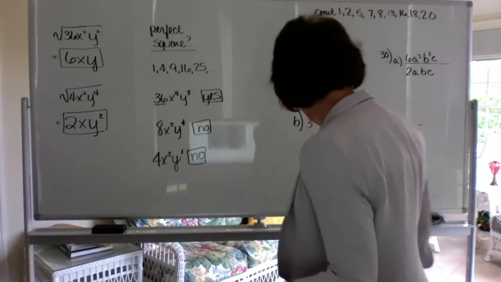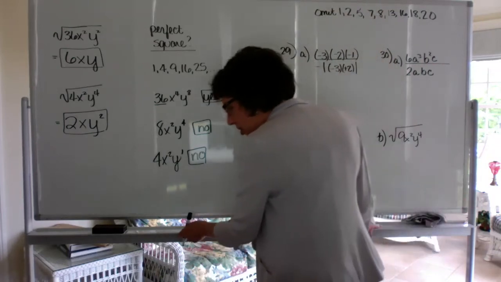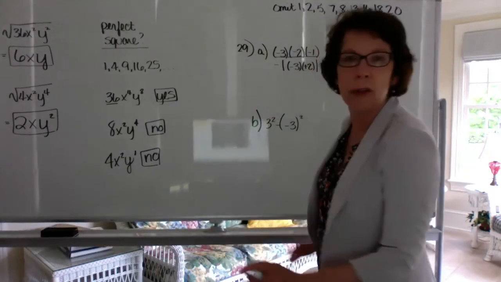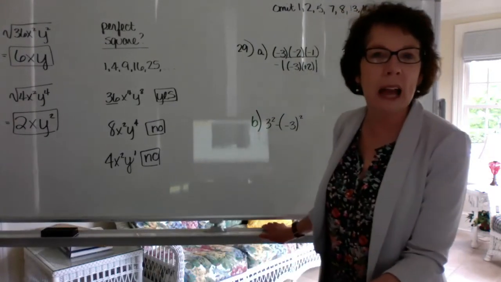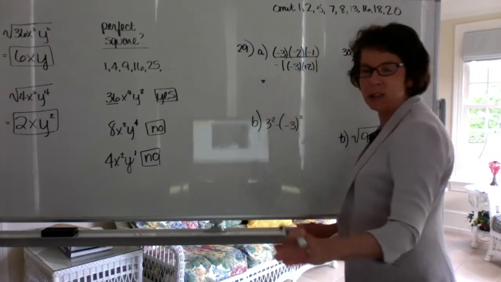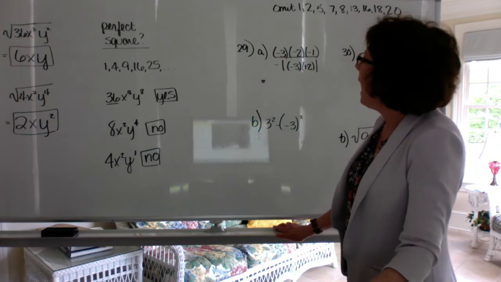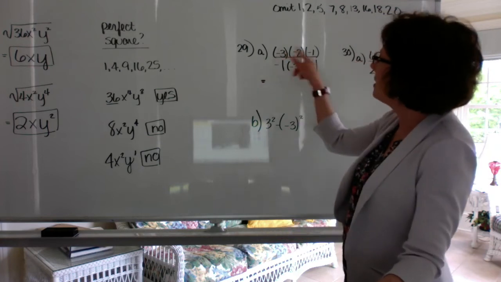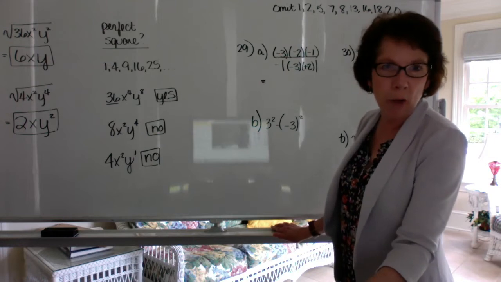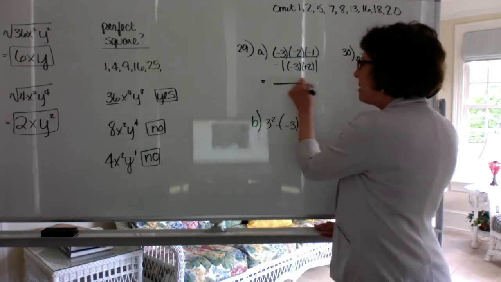Okay, now let's go to the homework. Go ahead and get out your worksheet and let's look at number 29 and number 30. Number 29 has 2 parts, A and B, and they included this one because it has 3 negative factors, so we can remember our rule that we learned right at the beginning of this lesson.